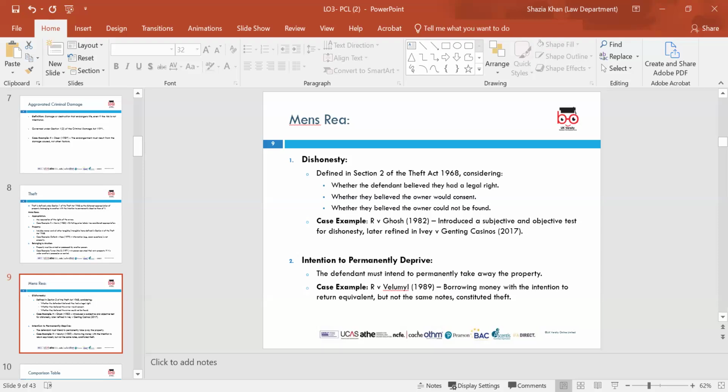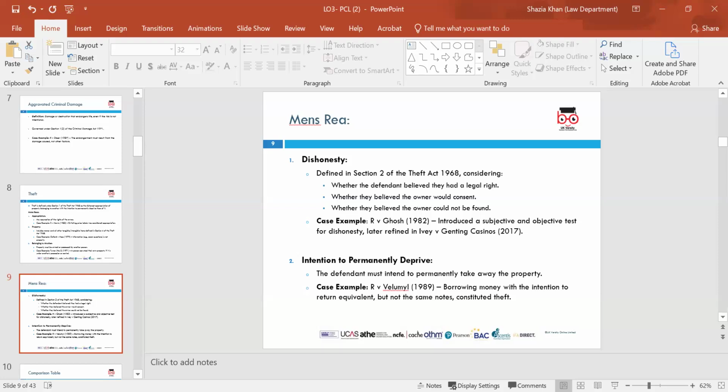In addition to Section 2, subsection 2 provides that a willingness to pay for the property will not negative any dishonesty. For example, taking a mug from a colleague's desk and leaving a £5 note to account for it would not remove the dishonesty of taking the mug.